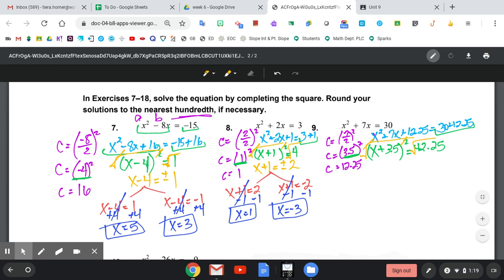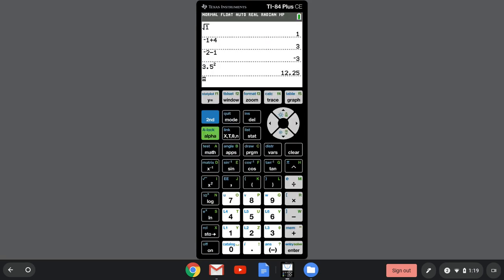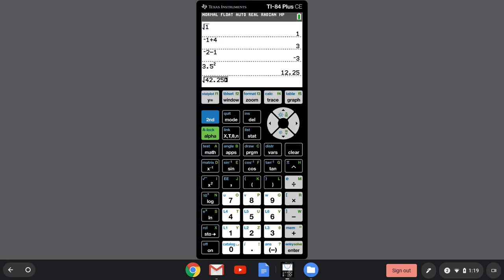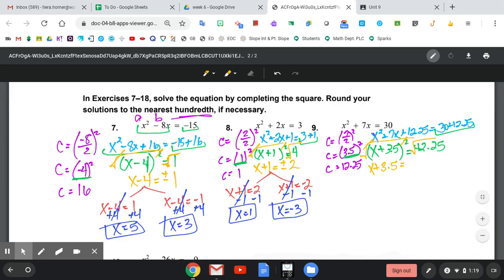So square root and squared will cancel. So we just have the x plus the 3.5 over here. Then the square root of 42.25. I can't do that in my head. So square root of 42.25. Right? I'm second guessing myself. 42.25. Yep. Enter. We get a 6.5. Again, we took the square root, so we have positive and negative 6.5.